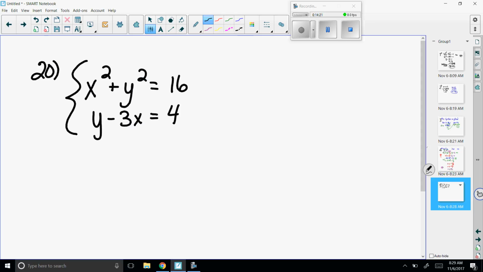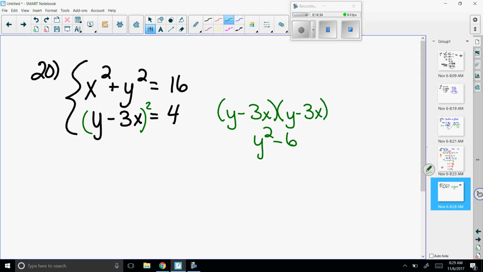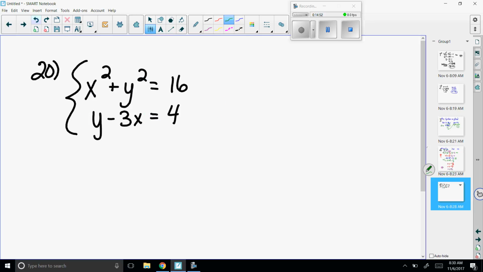But if I square the left-hand side of the second equation, that's actually going to become a FOIL process. And when you do that, you're going to have a middle term. That's going to leave you with y squared minus 6xy plus 9x squared. That doesn't get you anywhere in elimination substitution. So we don't want to square both sides. So instead, what we're going to have to look at is substitution.